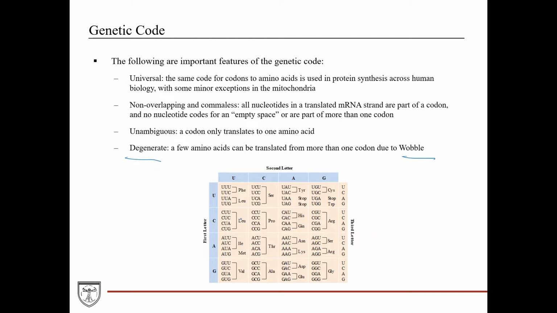So if you look down here, leucine's a good example. Leucine has multiple codons that all code for it. So each of these codons all code for leucine. Same thing here, proline, threonine, all of these amino acids can be coded for by more than one codon, and that's due to the wobble effect.